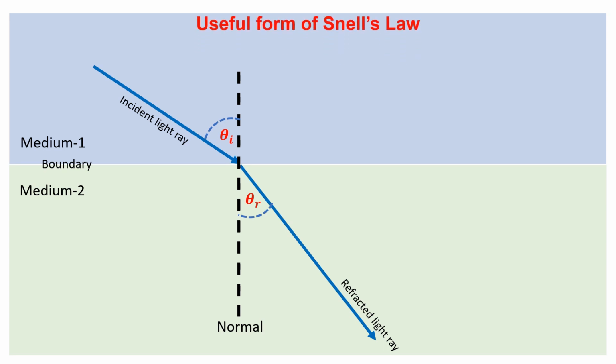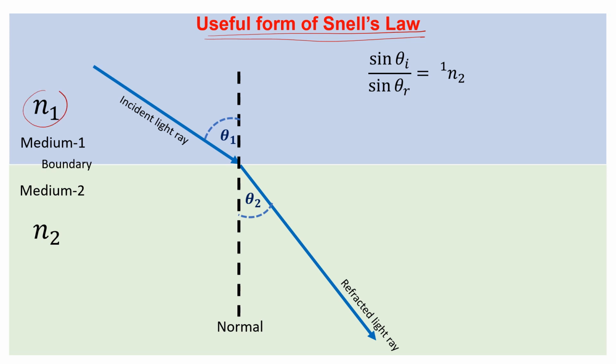Now, one more. We are going to discuss the same ratio, sin theta I by sin theta r, and rewrite it in a useful form. In the useful form, we simply use 1 and 2. Instead of theta I, we use theta 1, whereas instead of theta r, we use theta 2. Now the absolute refractive index of medium 1 is n1, whereas the absolute refractive index of medium 2 is n2. Like this we want to write n1, theta 1, n2, theta 2, just put sine of the angle of incidence, sine of the angle of refraction.